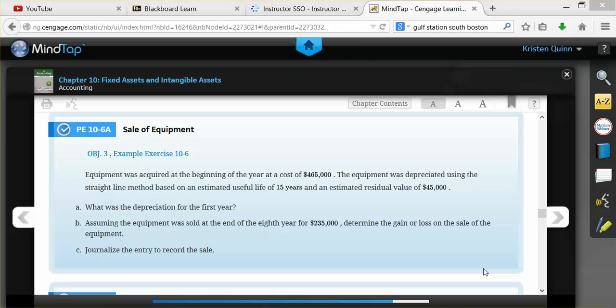Again, they want us to determine the depreciation for the first year. They want us to assume that the equipment was sold at the end of the 8th year for $235,000 and therefore determine whether there was a gain or loss on the sale, and then finally to journalize the entry to record the sale.